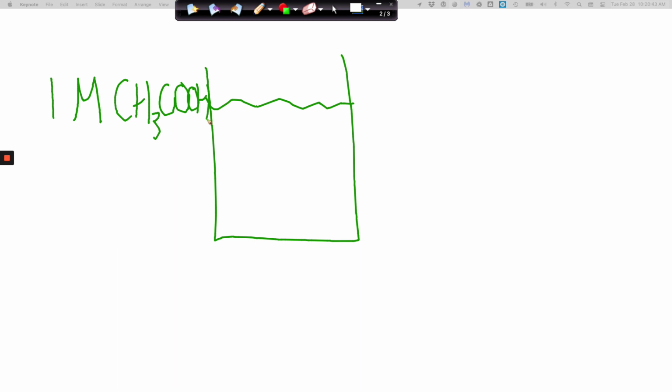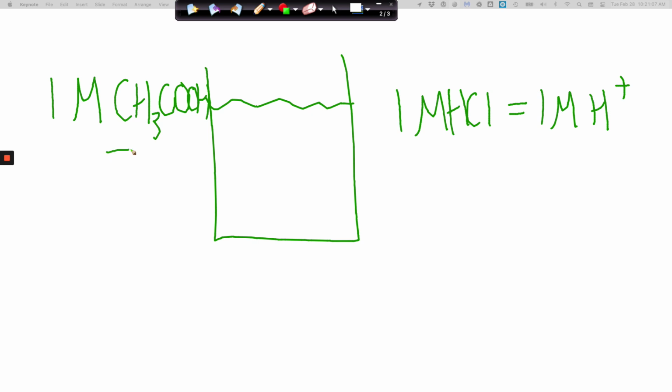1 molar acetic acid. Its pH is not 0. Remember when we had 1 molar HCl, we said that that was 1 molar hydrogen ion, so the pH is 0. But guys, here if we've got 1 molar acetic acid, that is not equal to 1 molar hydrogen ion concentration. Why not? It's a weak acid. So what could we do to figure out the pH of a weak acid? Icebox. That's what we're doing Thursday.